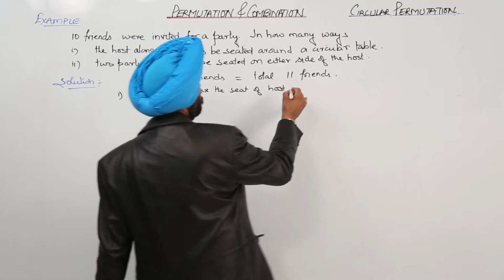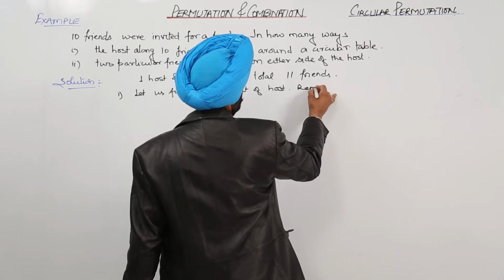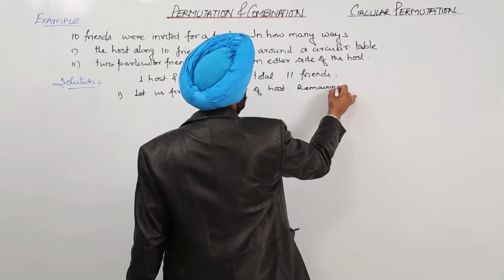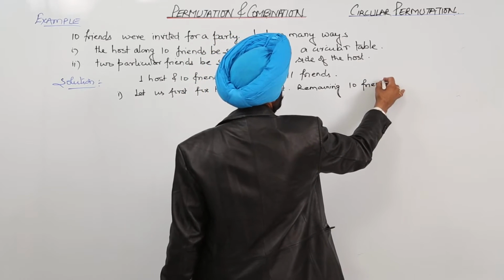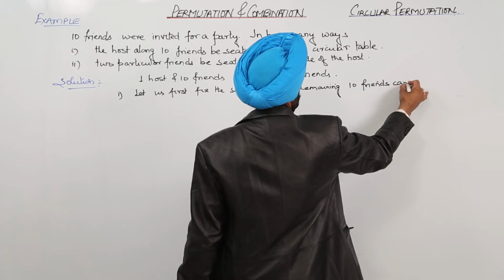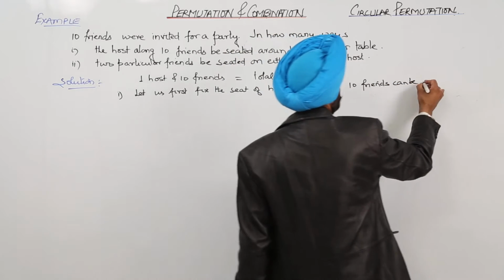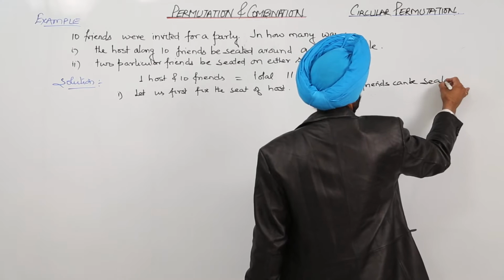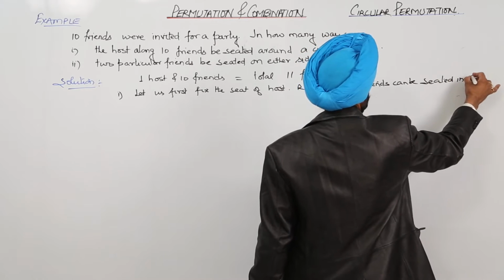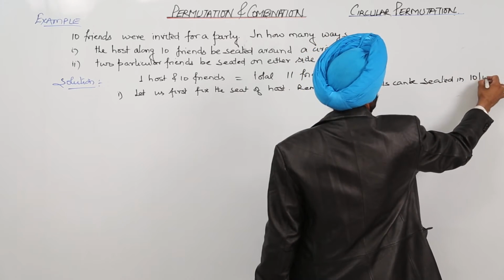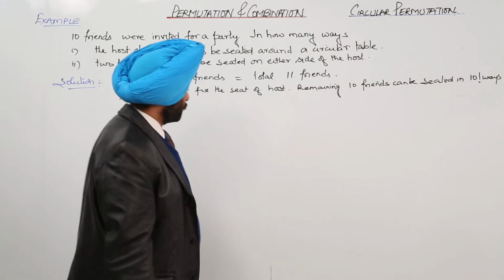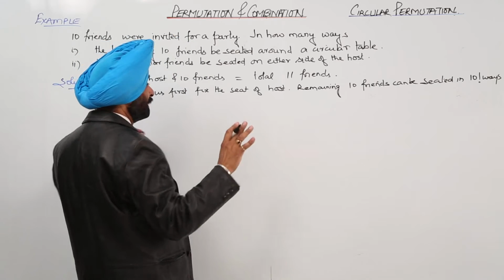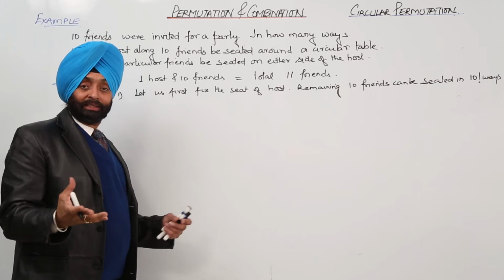Now the remaining 10 friends can be seated in 10 factorial ways. Is it clear? So one way gives 10 factorial ways, and that is the answer.